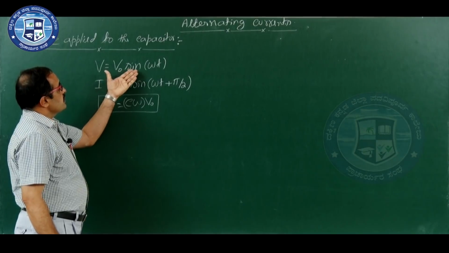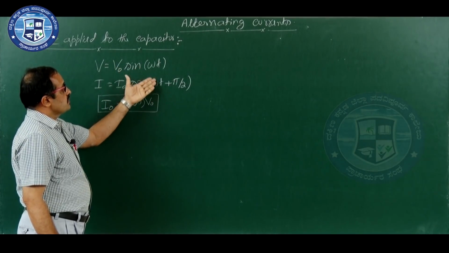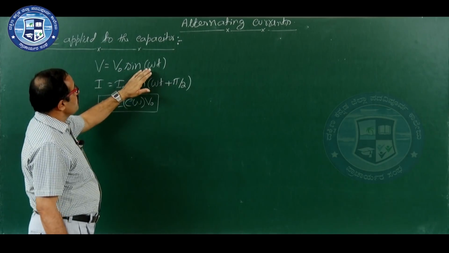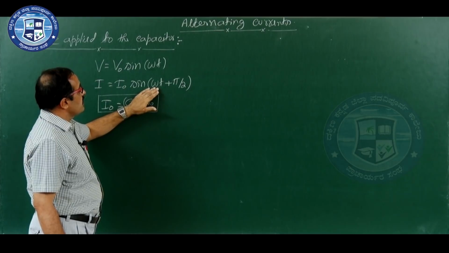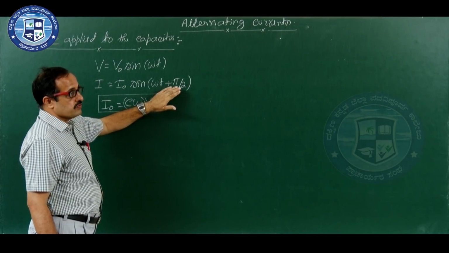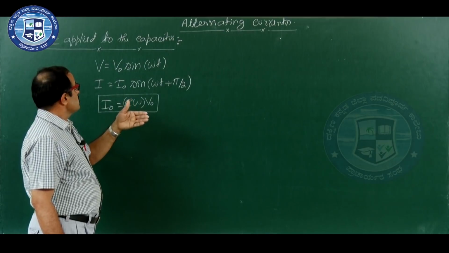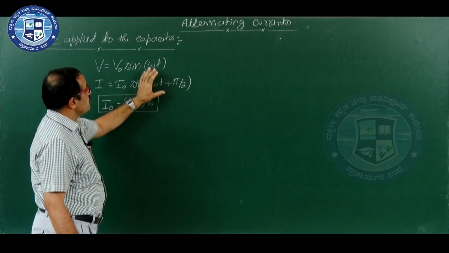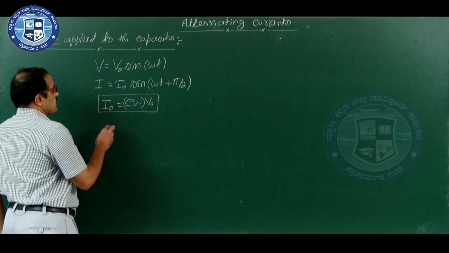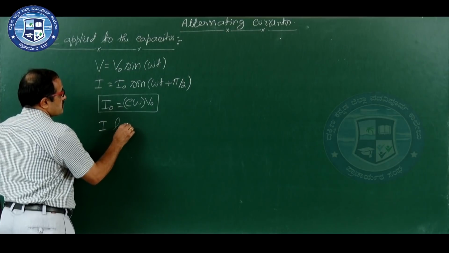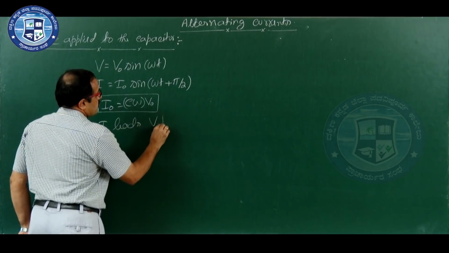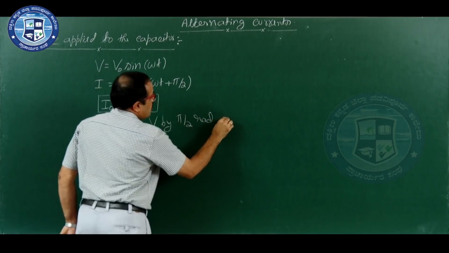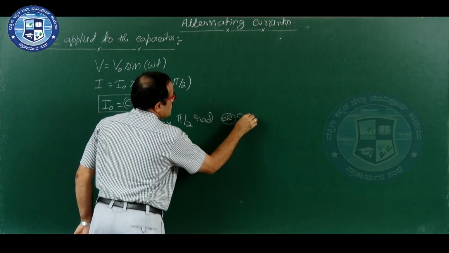Now, if you compare the equation for voltage and current, definitely they are not in the same phase, because it is omega t for voltage. Here, what is the phase angle? Omega t plus pi by 2. Therefore, who is leading? Current is leading the voltage by 90 degrees. Phase difference is 90 degrees. Therefore, we can say I leads V by pi by 2 radian or 90 degrees.